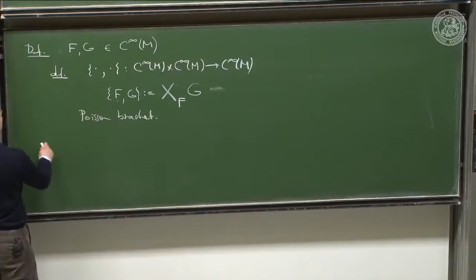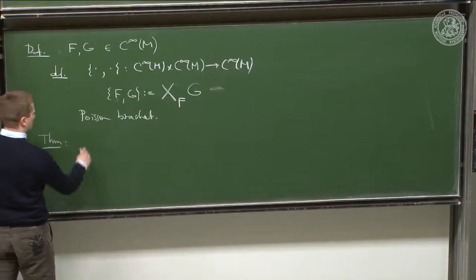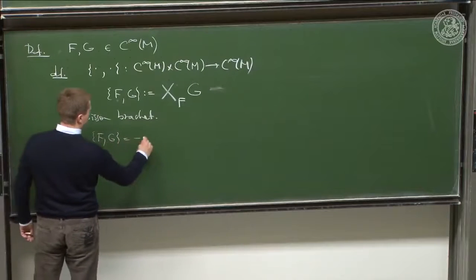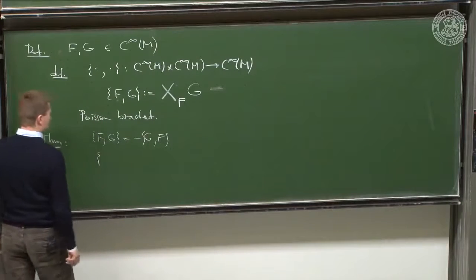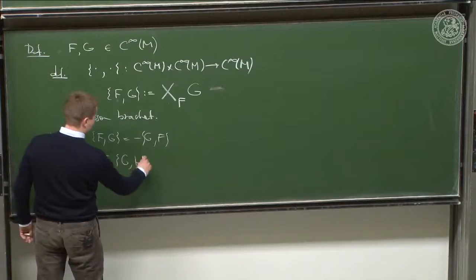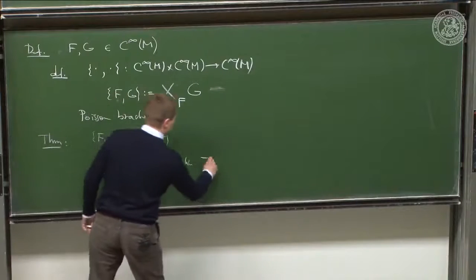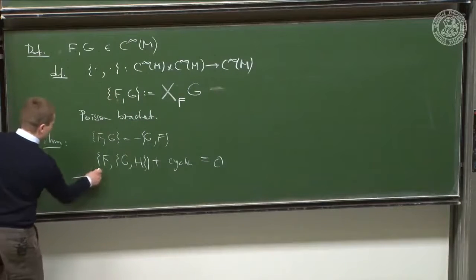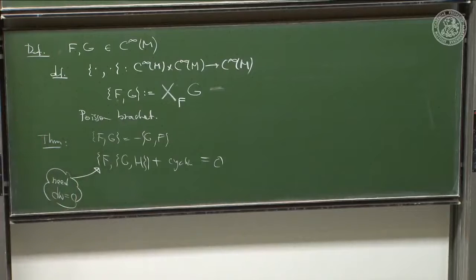Poisson bracket. And the properties, well, theorem, but it's not much of a theorem. The properties are that {f,g} is minus {g,f} because of the omega symmetries. And the other property that's important for us at the moment is the Jacobi identity: {f,{g,h}} plus, and you rotate those cyclically, is 0. But in order to prove this, you need to use that omega is closed. Otherwise, you don't get the Jacobi identity.